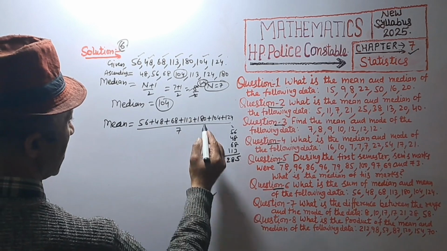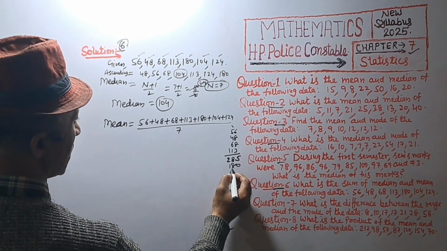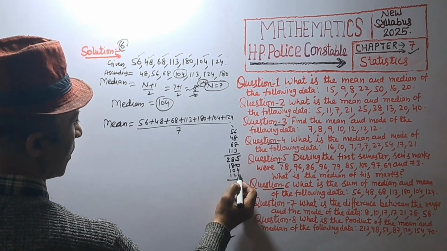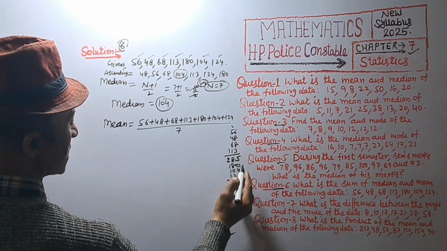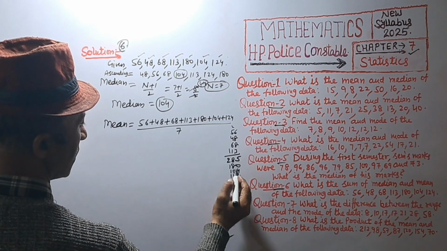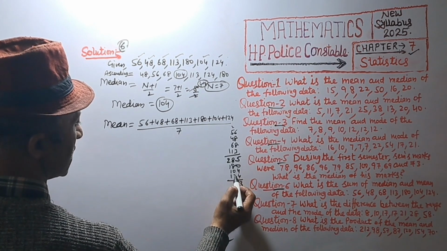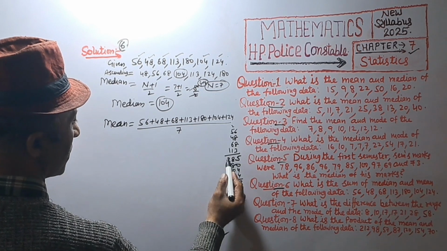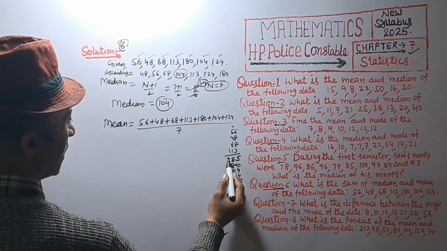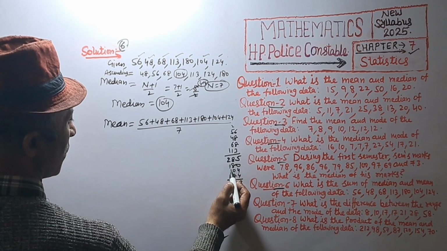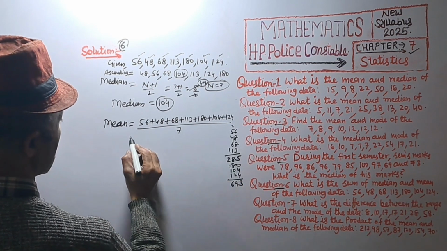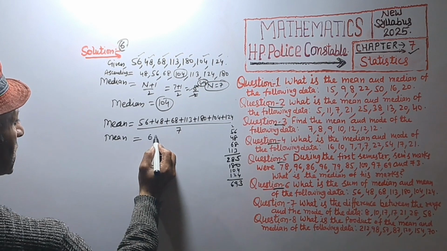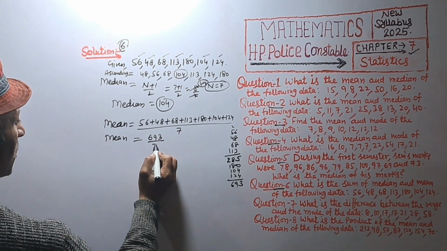And then we add 180, 104, 124. 4 plus 4, 8 plus 5, 13, 1 carry. 8 plus 8, 16, 18, 18 plus 1, 19, 1 carry. 2 plus 1, 3, 4, 5, 6. Mean equal to 693 upon 7.